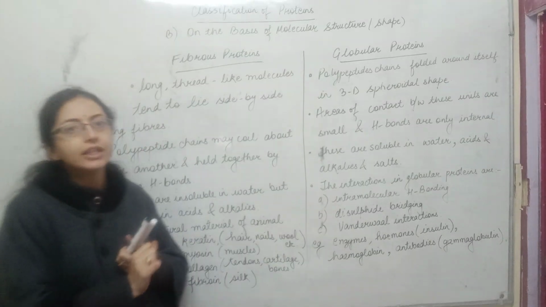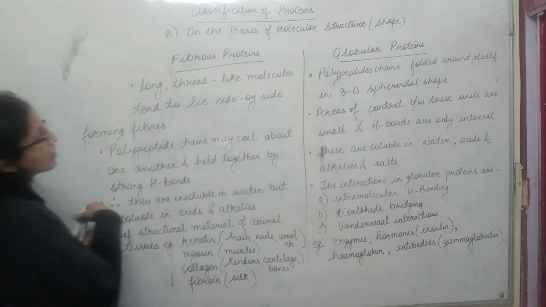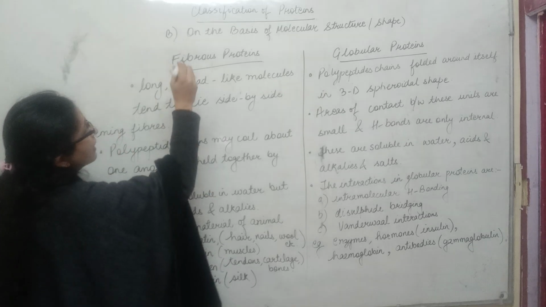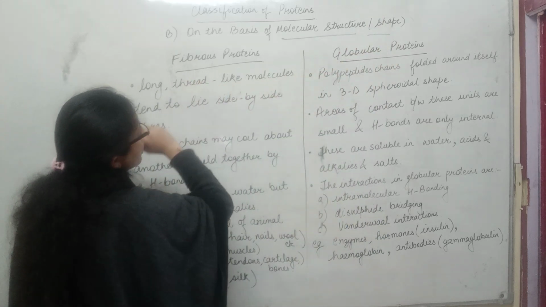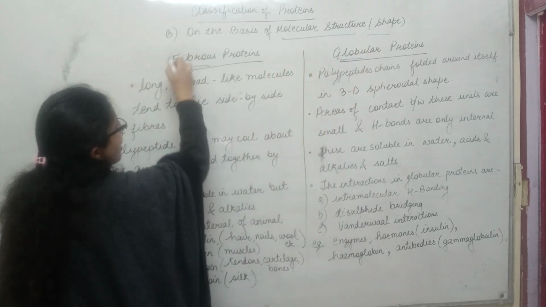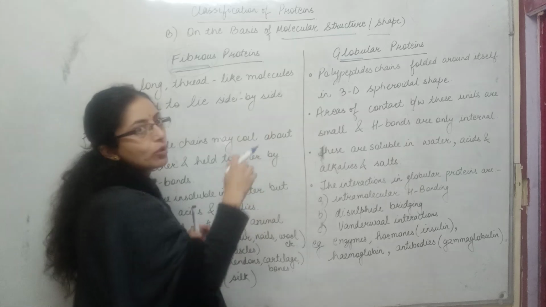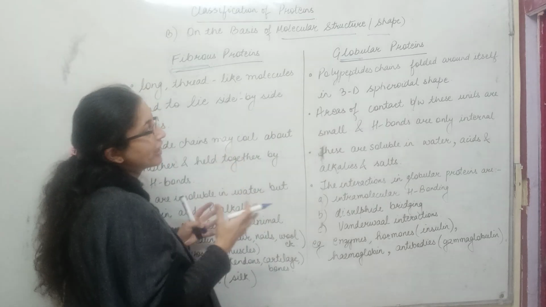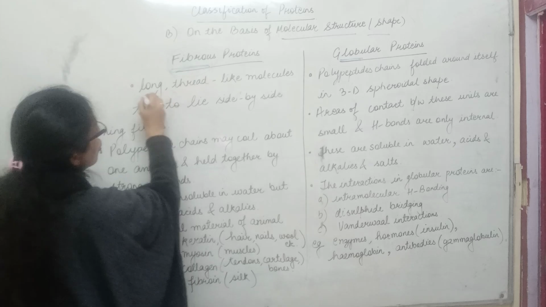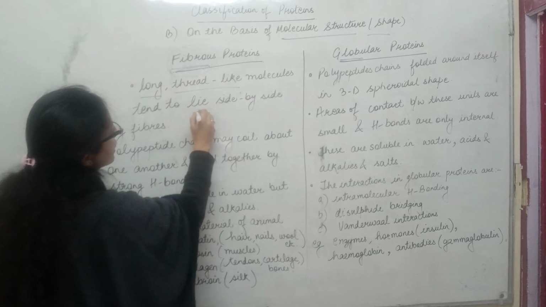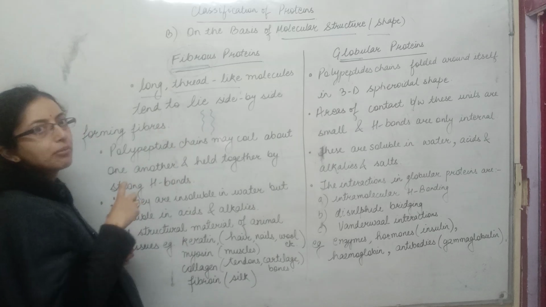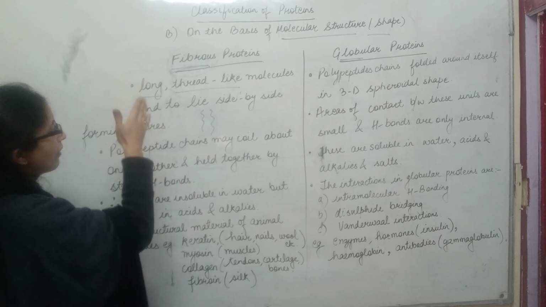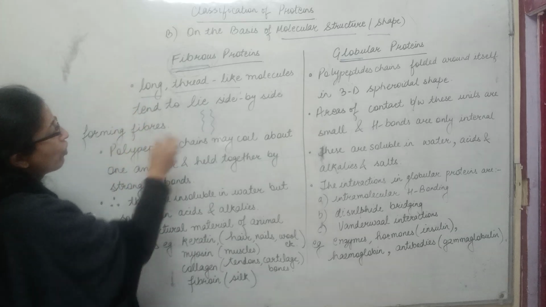Okay, now let's look at the other classification of proteins on the basis of molecular structure. Now the second classification is on the basis of molecular structure or shape. So the two types of proteins are fibrous and globular. As the name suggests, fibrous will be fiber like, and globular means something spheroidal in shape, sphere like. So fibrous proteins are long thread like molecules and they tend to lie side by side forming fibers. Fibrous proteins have thread like structures and they form fibers.